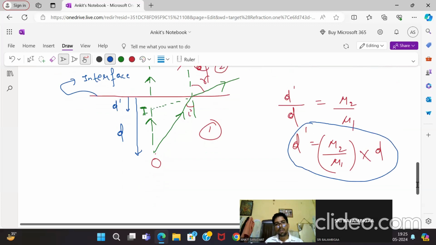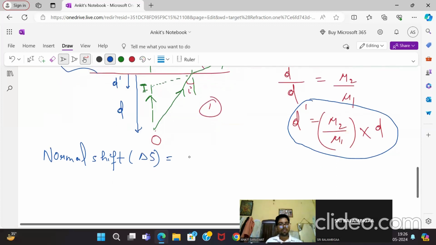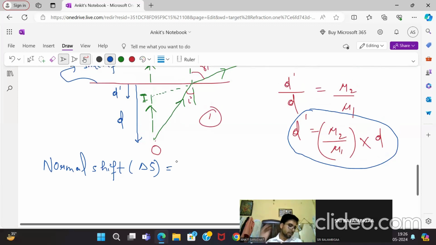Clear? Now if I ask for the shift, the normal shift, I can say delta S. How much shift? Initially the object is at D, and finally it is going to D dash. If the value comes out to be positive, then you will take final minus initial. Always take final minus initial, or initial minus final, whatever you want to take.